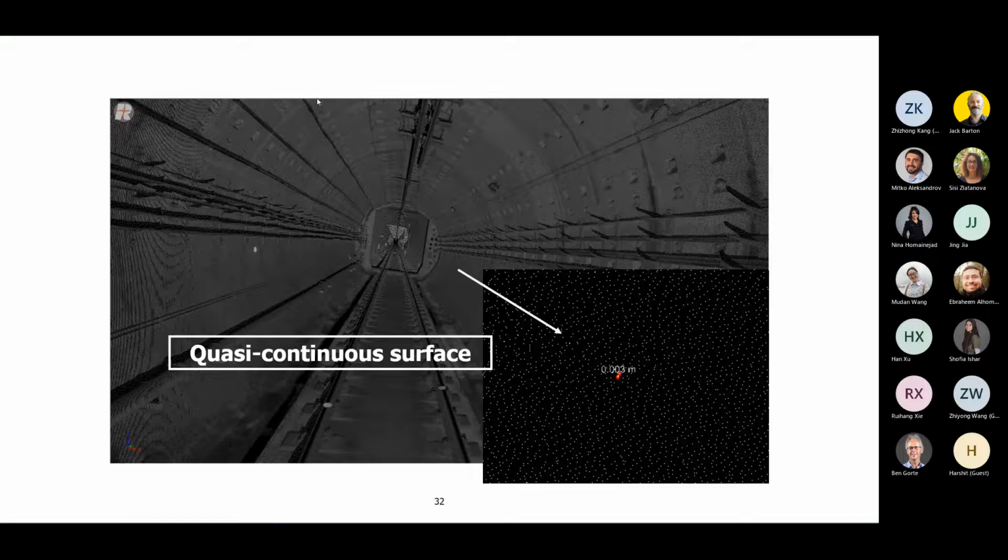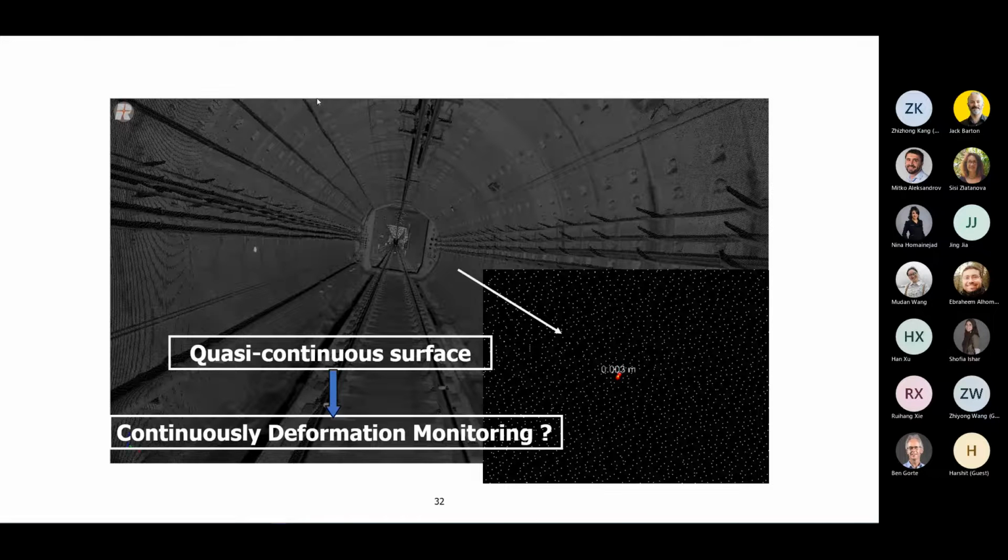So we can model the tunnel with a coarse continuous surface. Next. Or can we use the surface to do the continuous deformation monitoring? So this is the question we need to consider. Next.